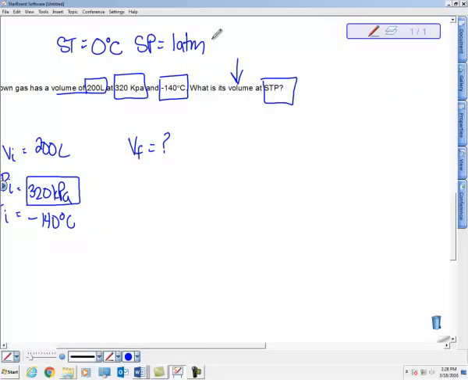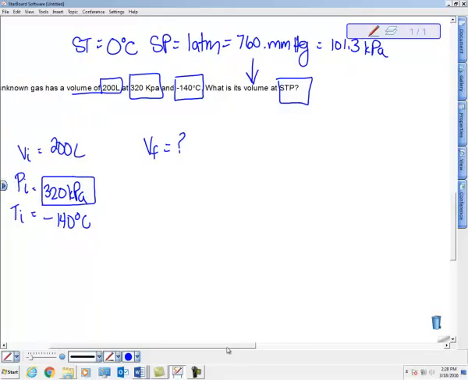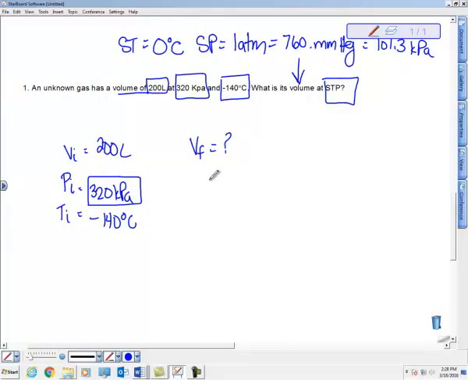I said that 1 atmosphere is equal to 760 millimeters of mercury, but it's also equal to 101.3 kilopascals. I don't know if you guys remember that. So we have a stipulation that when we use the gas laws, the pressure unit has to be the same on both sides. So I'm going to use this 101.3 kilopascals, and temperature final is 0 degrees Celsius, but we're going to convert that to Kelvin, and so 0 plus 273.15 is 273 Kelvin.